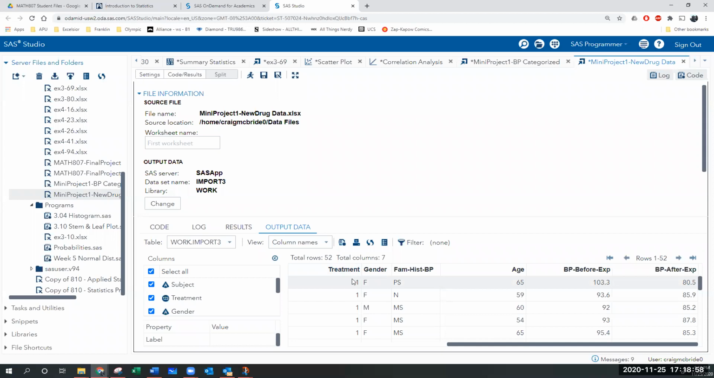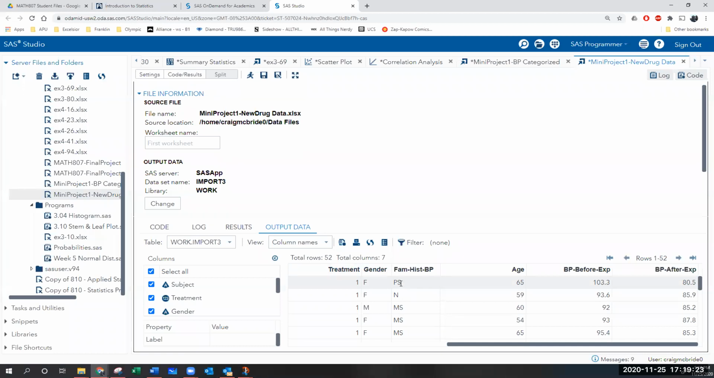Even though treatment has numbers, ones and zeros, those ones and zeros really just mean yes and no, whether they got a placebo or an actual drug, right? Treatment versus placebo. Exactly. And then gender, of course, is just a descriptor with F and M. And then family history is a descriptor with 4 or 5 categories. I can't remember off the top of my head.